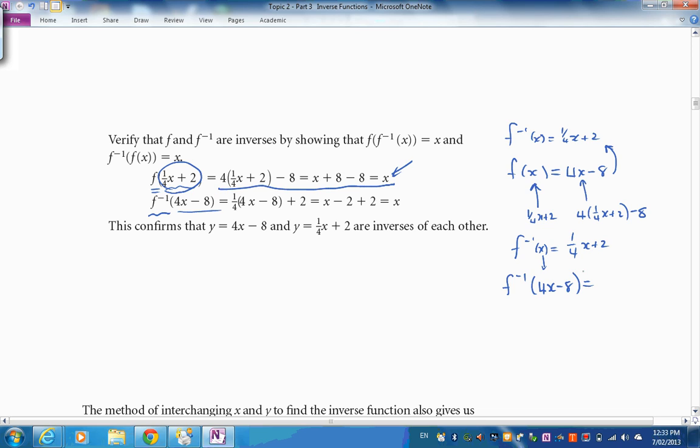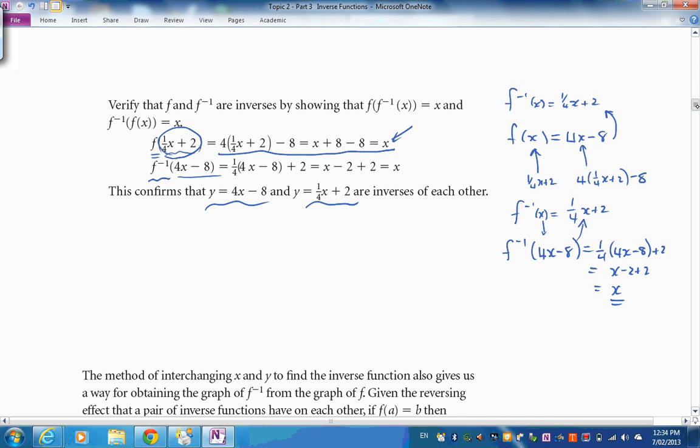So we have to stick 4x take 8 in there, a quarter of 4x take 8 plus 2, which works out to, again, x plus 2 take 2, which is x. So it works. It undoes the function and gives back the original variable domain value that you put in. So it has been confirmed that because these do that, one operator on the other in either direction gives x back again. They are stated as inverses of each other.